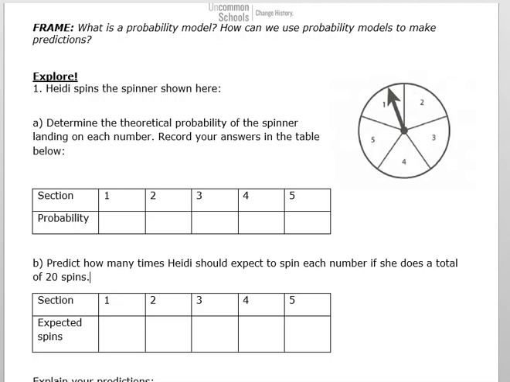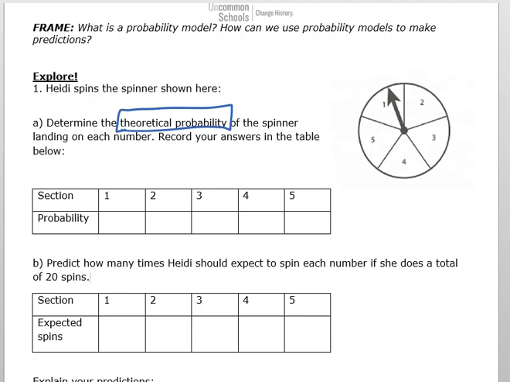We have Heidi spins my spinner shown here. I'm looking at my spinner. It has 1 through 5. I can assume that these are all equal, the 1 through 5 slices, if you will. Determine the theoretical probability of the spinner landing on each number. Record your answers in the table below.